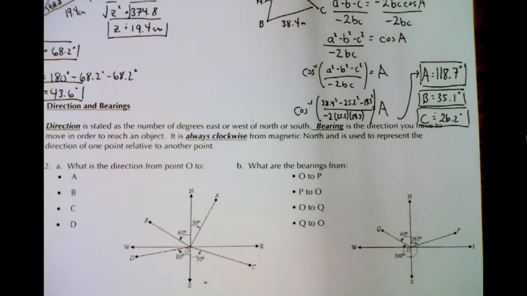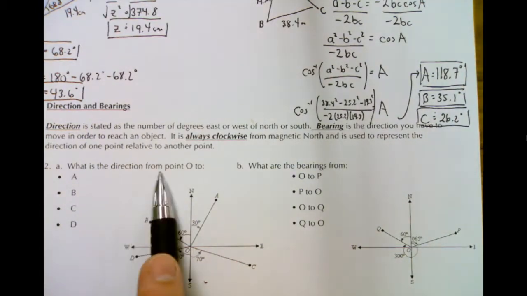Direction is always stated as a number of degrees east or west of north or south, and that sounds a little confusing, so I'm going to show you what I mean. Bearing is the direction you have to move in order to reach an object, and it's always clockwise from north. So here's a couple examples.